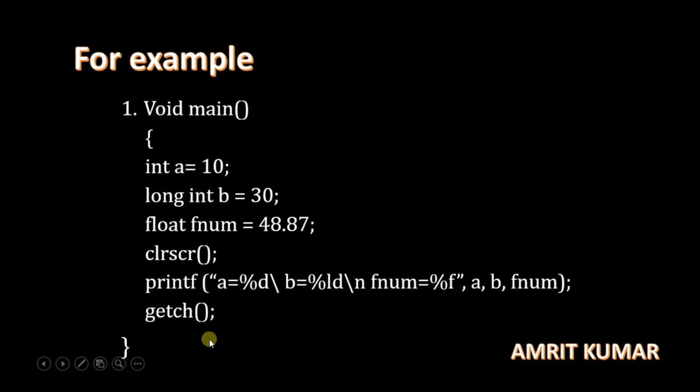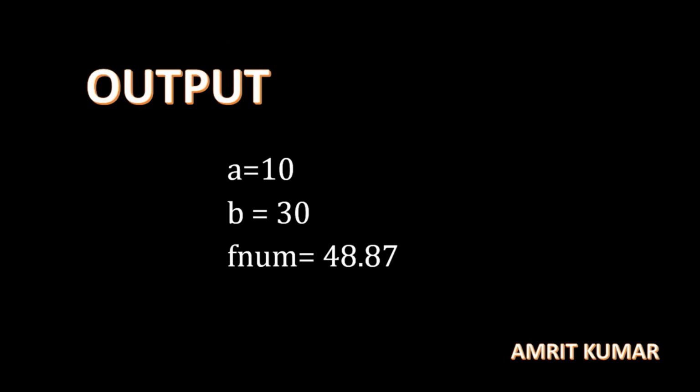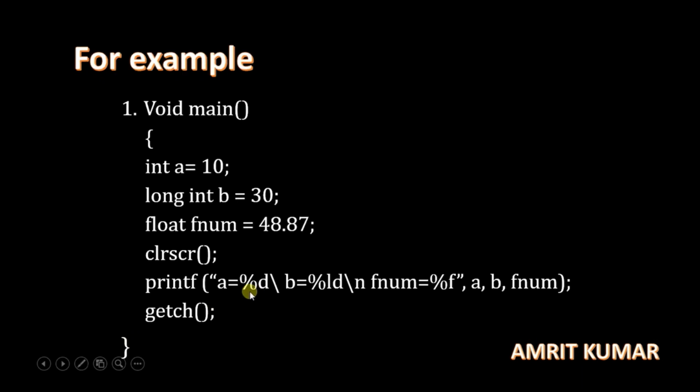So this is how the code looks. If we look at the output, we will see that A is equal to 10, B is equal to 30, and F-num is equal to 48.87. This is what we have studied about the format specifier. So the output is clear here. A is 10, B is 30, and F-num is 48.87. And this is the function of the format specifier.